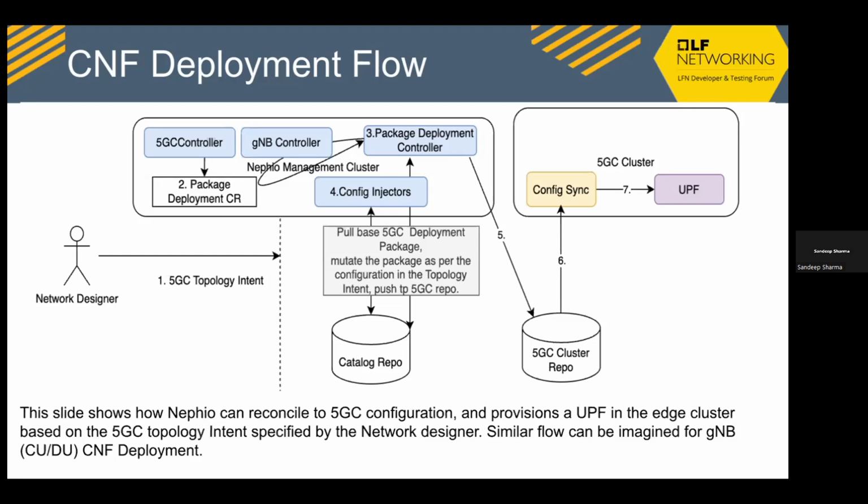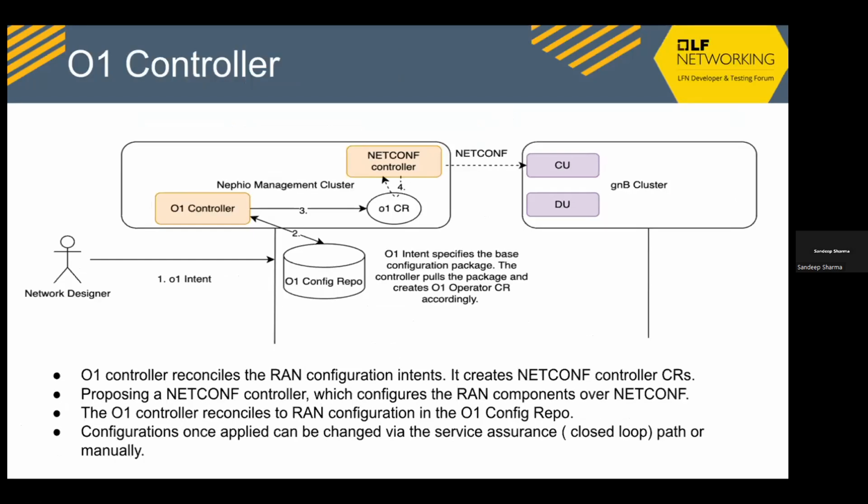So this slide shows the CNF deployment part, and this is how we can automate the process of deployment of core and RAN. Then, once we have core and RAN deployed, comes the day-N configurations. If we talk about RAN, there is the whole O1 SMO and O1 specification, using which the CUs, DUs, and RUs are configured.